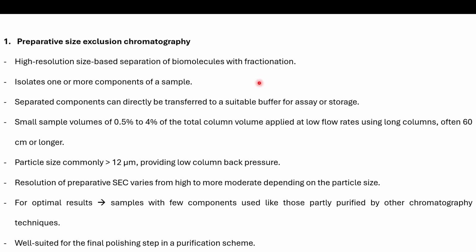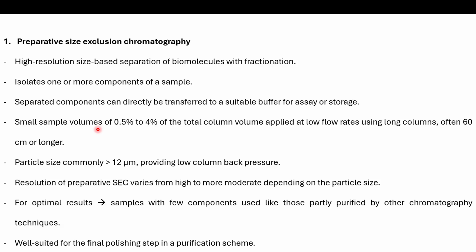Okay. Now, when we talk about preparative size exclusion chromatography, it is a high resolution size based separation of biomolecules with fractionation. Preparative SEC actually isolates one or more components of a sample. It separates the components, which can be directly transferred to a suitable buffer for assay, or can eventually be stored as well.